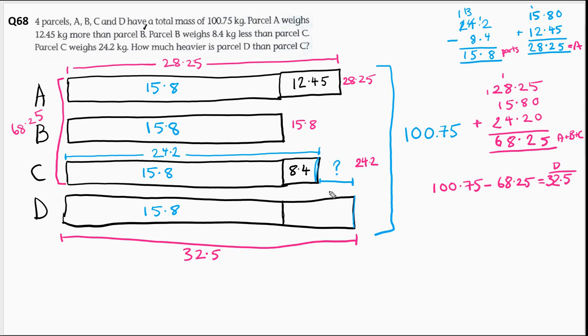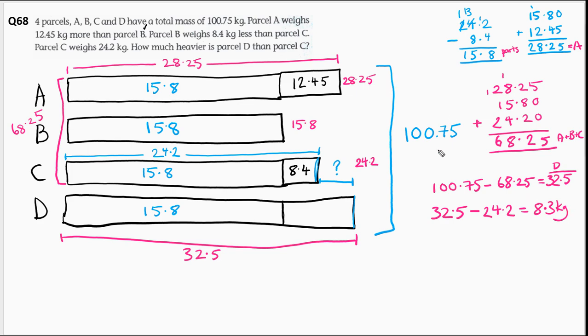Right, so where are we then with D? What are we looking for? Well, what did it say? The difference between C and D. So we just need to look at the difference between 32.5 and 24.2. So this will be our final calculation, 32.5 minus 24.2, and that gives us a final answer of 8.3 kilograms.